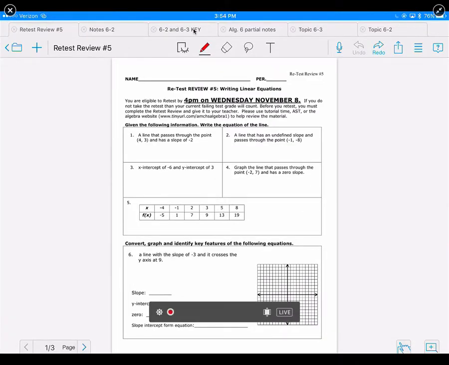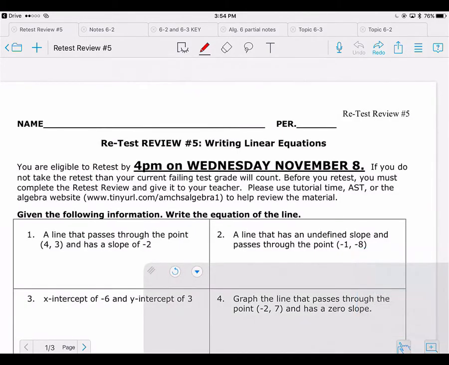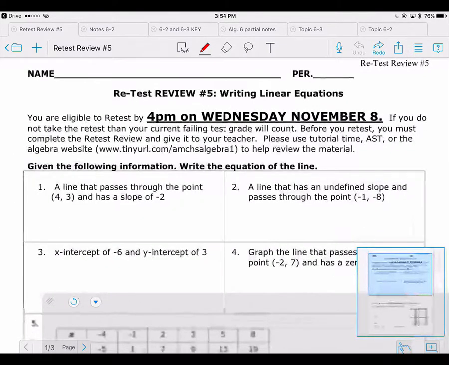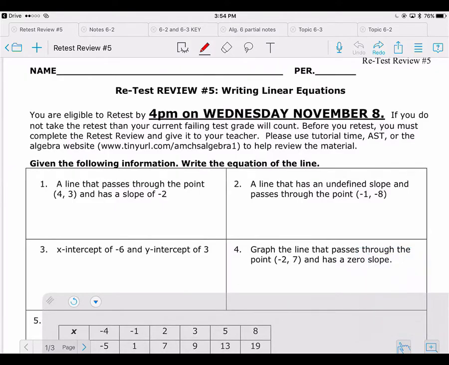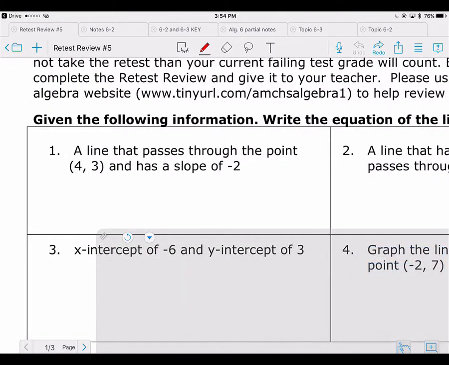This video is over the retest review for Test 5, Writing Linear Equations, and you must complete this retest review by Wednesday, November 8th. They ask us, using the given information, to write an equation of the line. They give us a line that passes through the point (4, 3) and has a slope of 2.